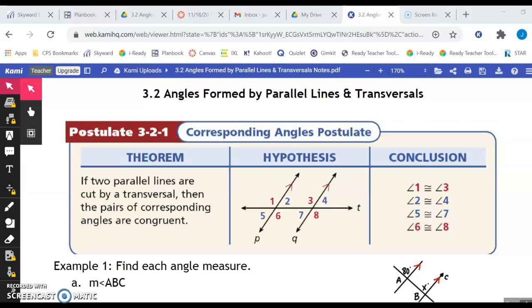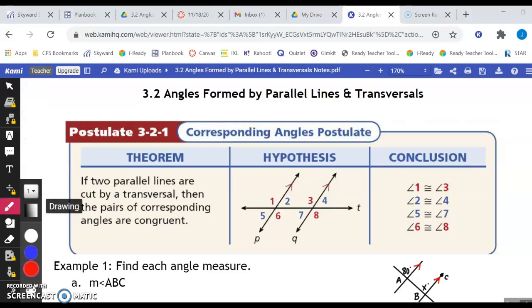For section 3.2, we are going to look at angles formed by parallel lines and transversals. So our first postulate here, corresponding angles, says that if we have two parallel lines and they're cut by a transversal, then the pairs of corresponding angles are congruent. So remember from yesterday that corresponding angles are in the same spot on a different line.